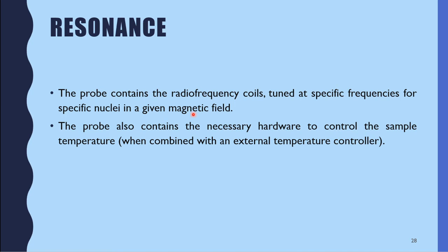nuclei. So when you tell it at the computer you want to look at protons, then it would tune to the specific frequency for that nuclei. If you're looking at, for example, carbon-13, then it will tune to that. Okay, and sometimes you need to change the temperature. Especially if you're working with solid state NMR, we can actually do that, but rarely for the liquid state do you change the temperature.